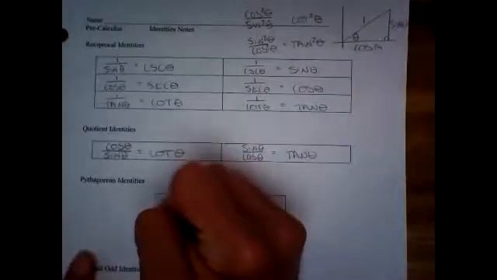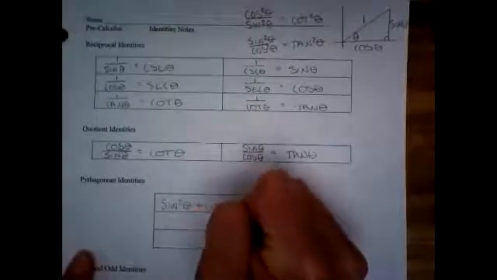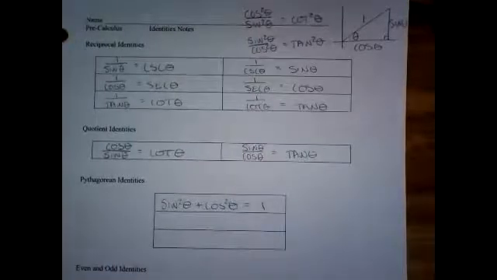All right, next are the Pythagorean identities, which come from the Pythagorean theorem. So first one would be sine squared plus cosine squared equals 1 squared. So we're just using this triangle to do the Pythagorean theorem. So sine squared plus cosine squared equals 1 squared, which just is 1.